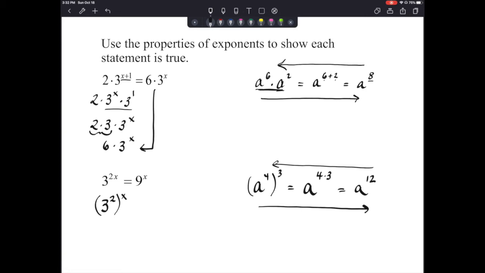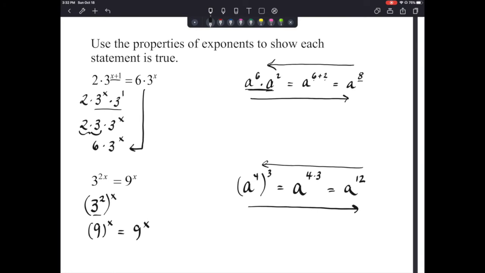What's that do for me? Well, I can simplify this. 3 squared is actually 9, so I have 9 to the power of x. So we're going to use some of these properties to help us rewrite some of our exponential functions.